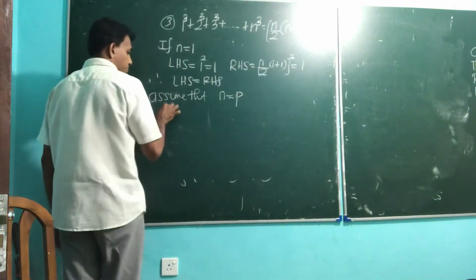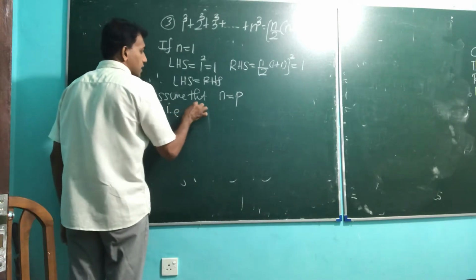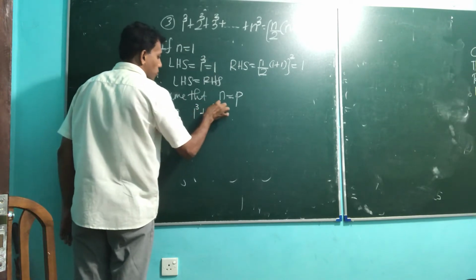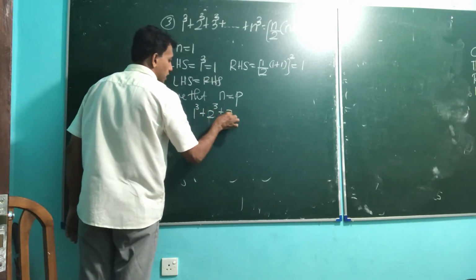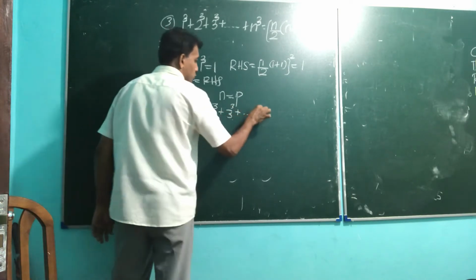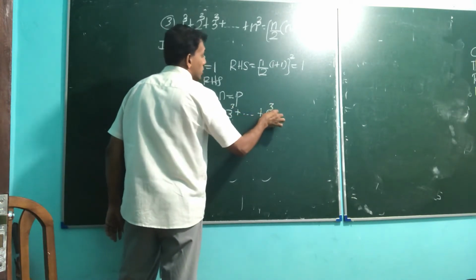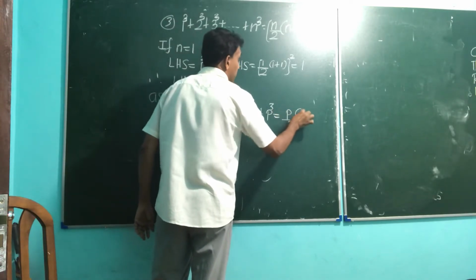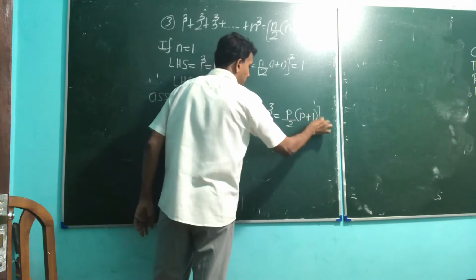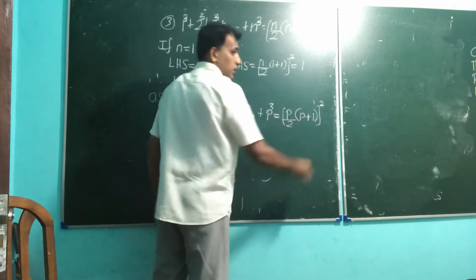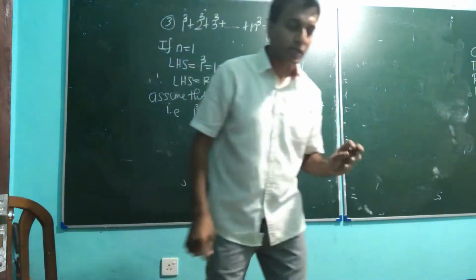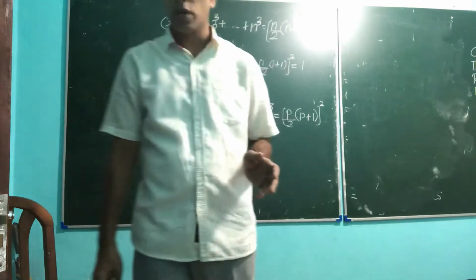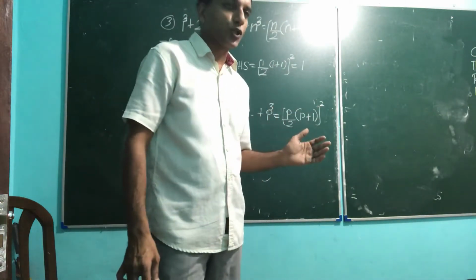So there is 1 cube plus 2 cubes, cube numbers, cubic values, 3 cube up to p cube. The answer p by 2, p plus 1 square, completely square, right? That is slightly copywriting. Where is n? You say p, that's all. So n for 1 is true. Assume that n equal p true.